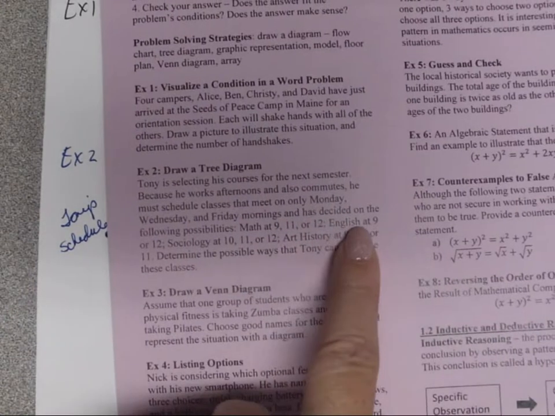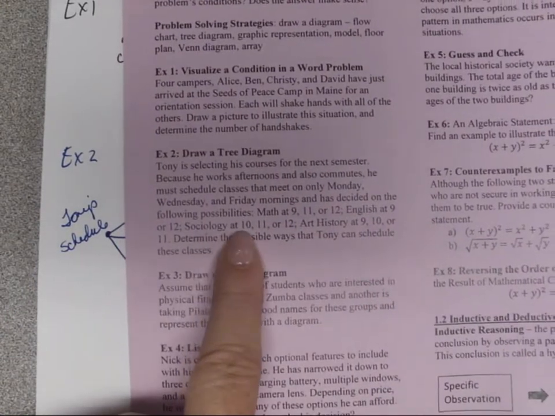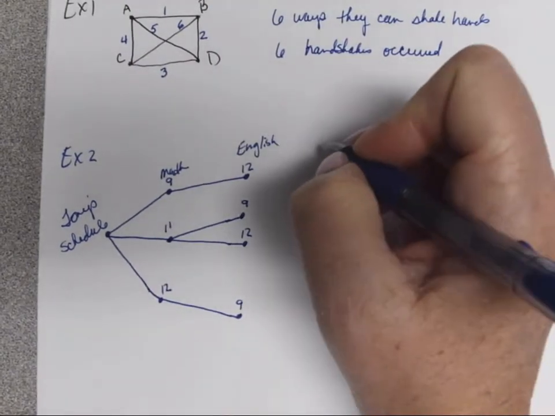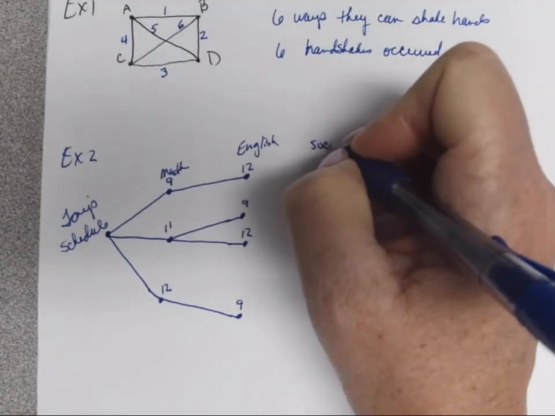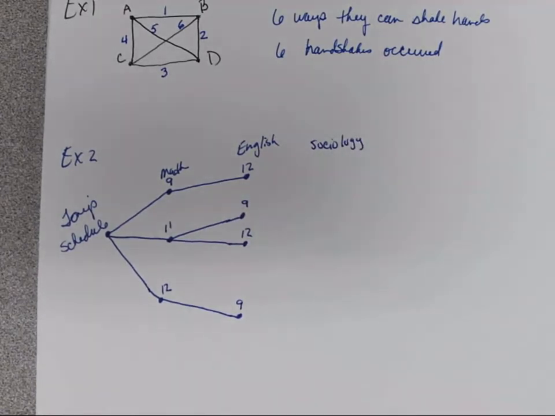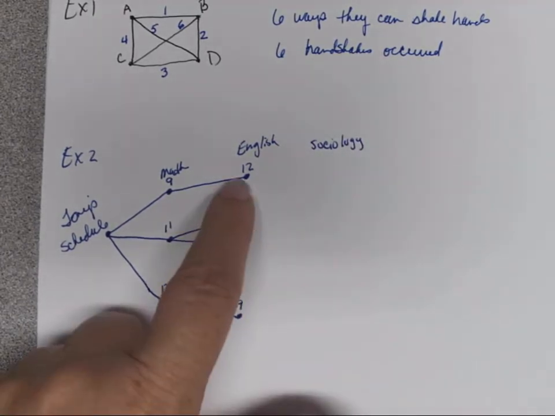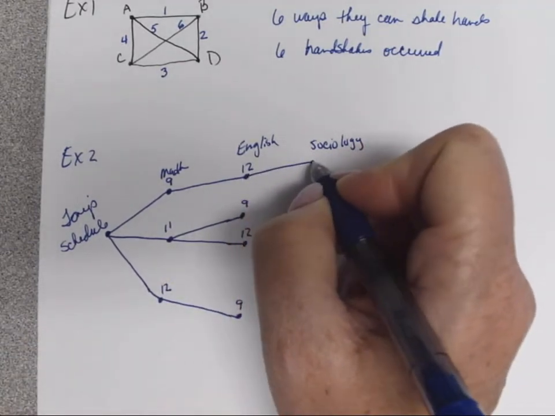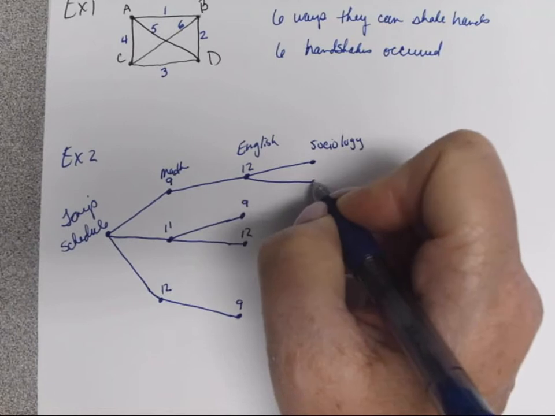The next one that happens is sociology. It's at 10, 11, or 12. So we're going to do sociology next. And it can be at 10, 11, or 12. Well, the 12 won't work, but we can do 10. And we can do 11.